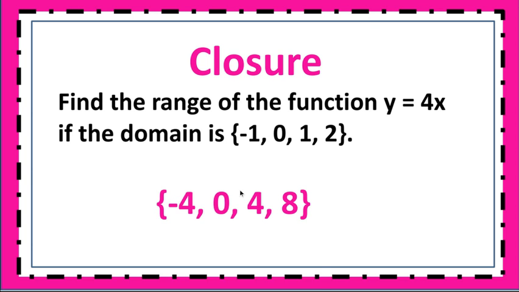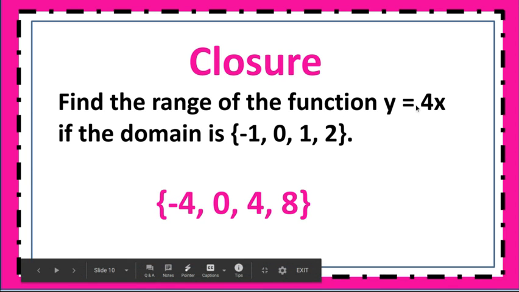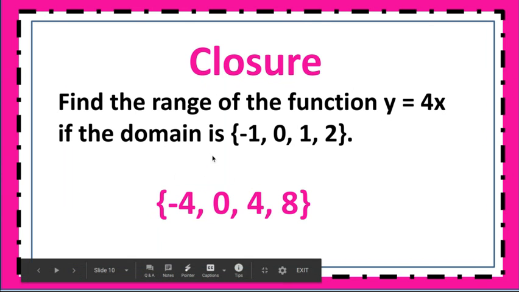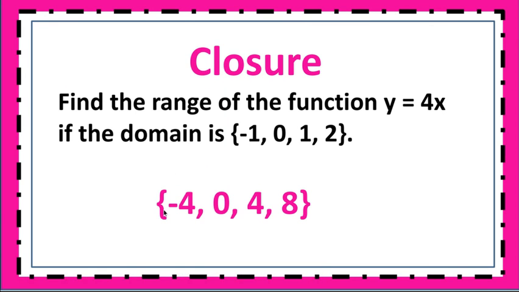Negative 1 times 4 is negative 4. 0 times 4 is 0. Replace x with 1, so 4 times 1 is 4. And then replace x with 2, so 4 times 2 is 8. Domain, my input, my x values. When I input these numbers into this function rule, here are my output values or my y values.